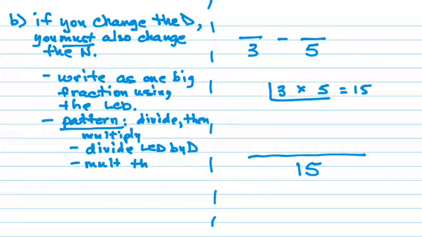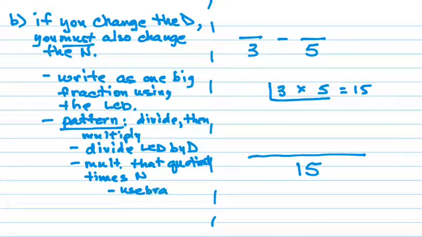Multiply that quotient. What's a quotient? That's the answer you get when you divide. You're going to have to use big words, or math words, actually. Multiply that quotient times the numerator. And remember, when you're multiplying, use brackets.